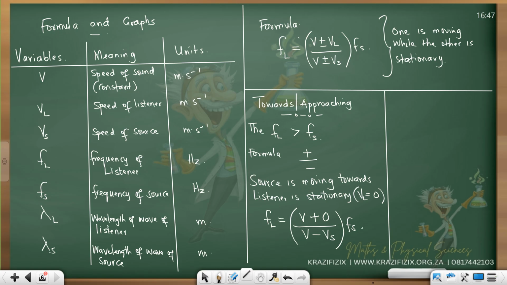That's just one formula I can move. So just get the whole idea of the formula. That's what I'm looking at. What about away? What happens? The frequency of the listener is lesser than the frequency of the source. And what will your formula be? It's the opposite. Negative on top and positive at the bottom. If you get this formula right, then case closed. This is 5 marks, 6 marks.